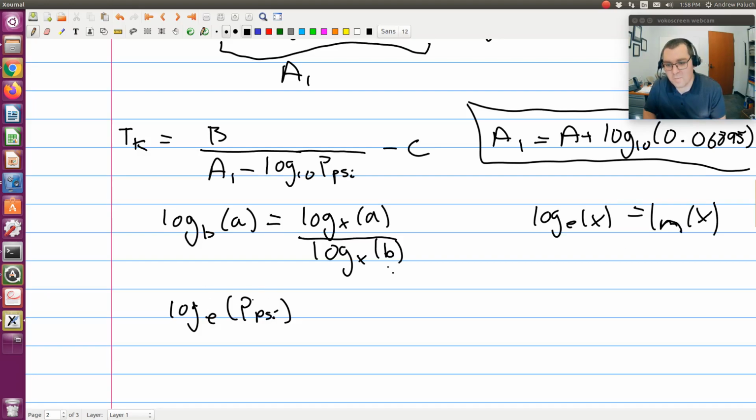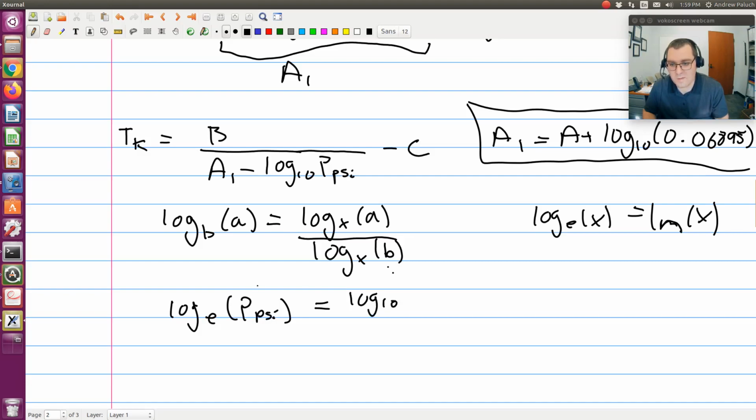Okay, so log base e of p in psi. So b is e, a is psi, is equal to, okay, so what I'm going to use for x is going to be 10, right? It's just this numerator and denominator need to have the same base. I'm going to use 10 since we're starting with log base 10.